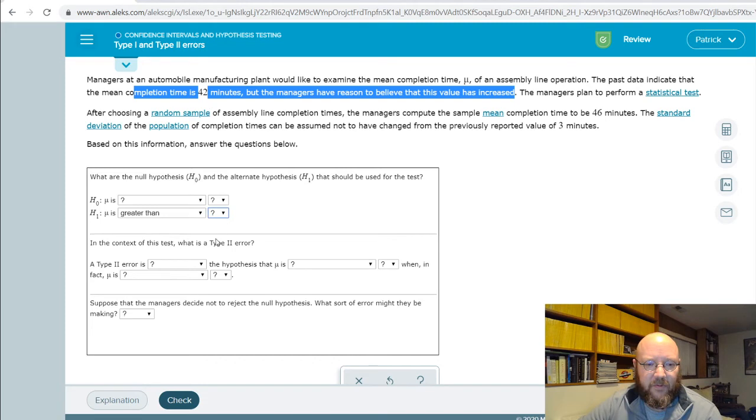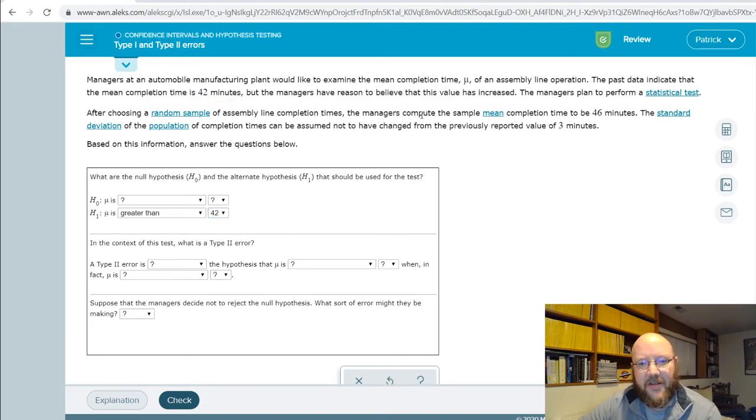So 42, and these are all in dropdowns. If it's not in the dropdown, it's not right. So make sure it's in the dropdown, okay? And so of course, our null hypothesis is just covering all of our other bases, okay? And so that would be less than or equal to, okay? And this one's always gonna be the same. These two are always gonna be the same right here, all right? So those are our hypotheses right there.